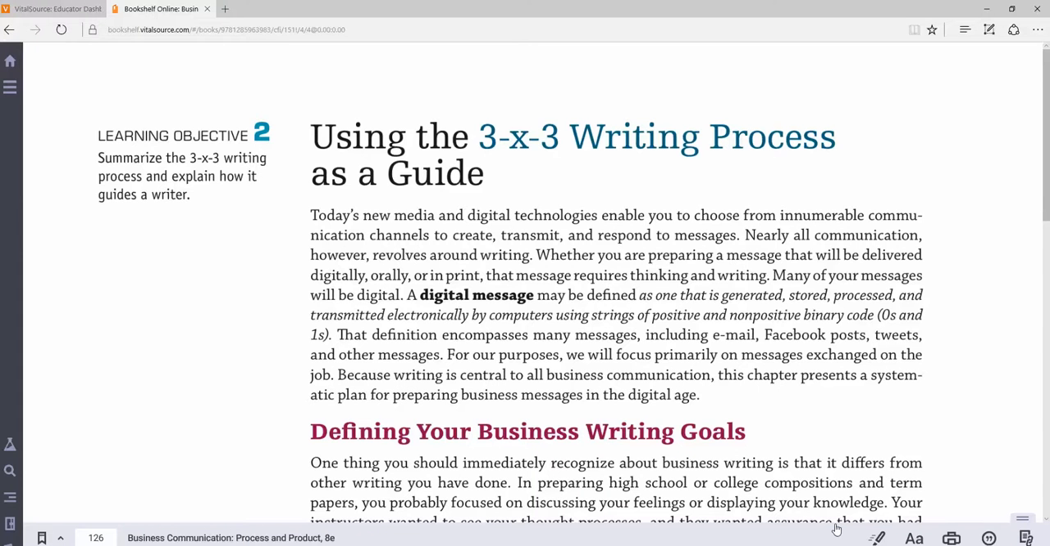Okay, this is week 3, chapter 4. Learning objective 2 starts on page 126. Summarize the 3 by 3 writing process and explain how it guides a writer. This is really a very helpful process and it's really kind of neat. So let's get into it.